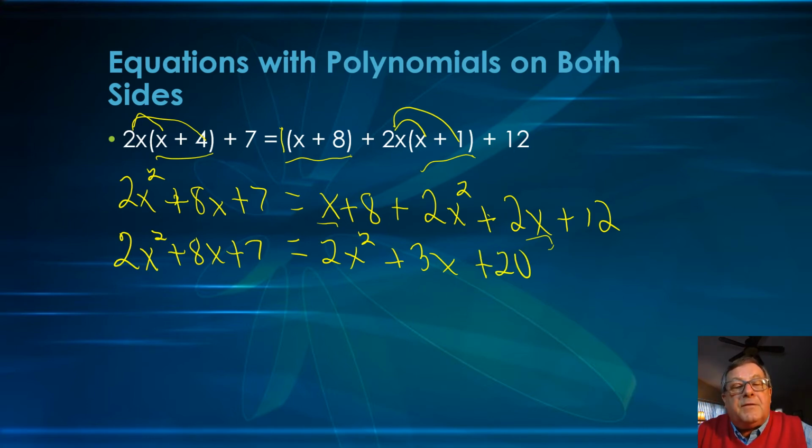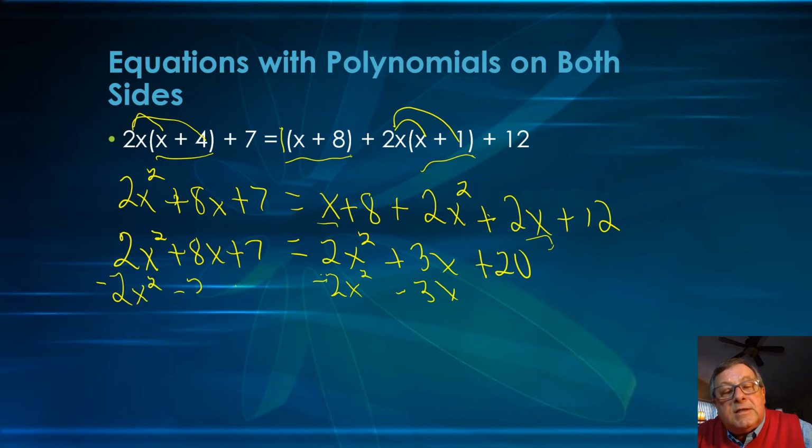Now let's move all of our variables over to the left-hand side and all of our constants over here to the right-hand side. So we're going to subtract everything. We're going to subtract the 2x squared, and we're going to subtract the 3x from both sides. And then let's subtract the 7 from both sides.